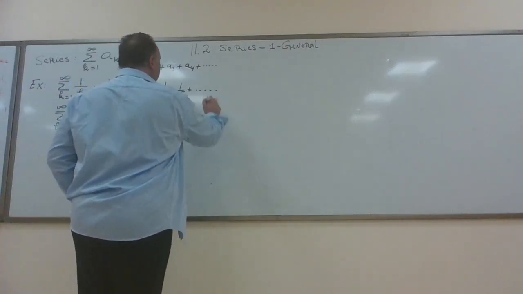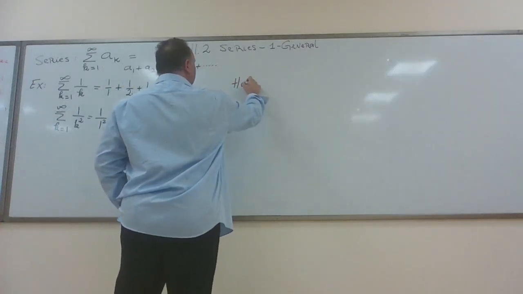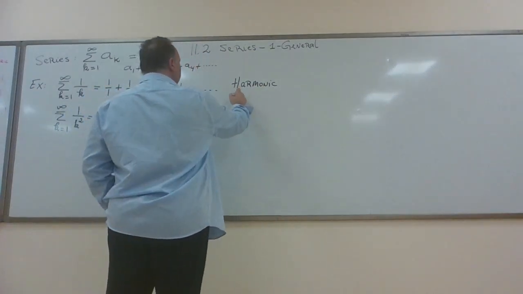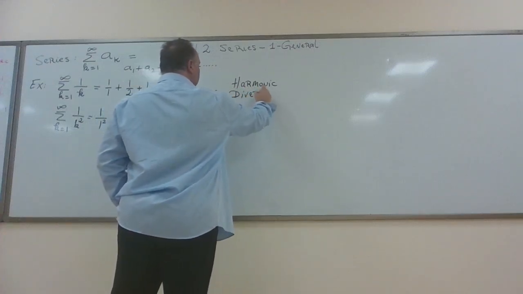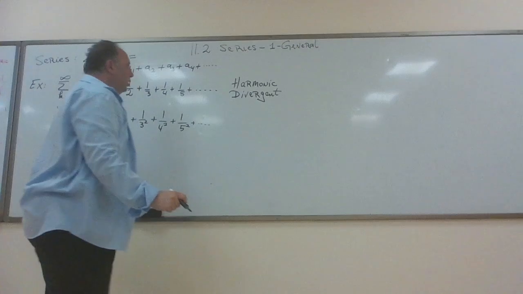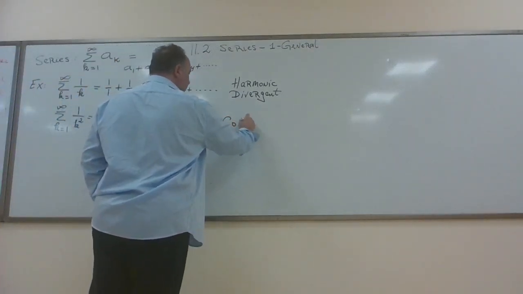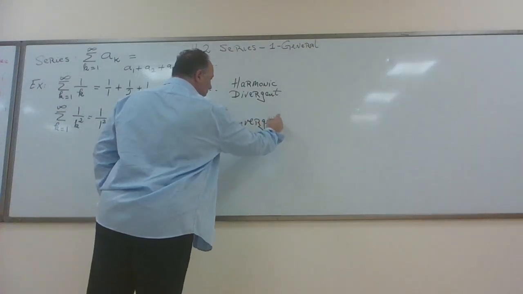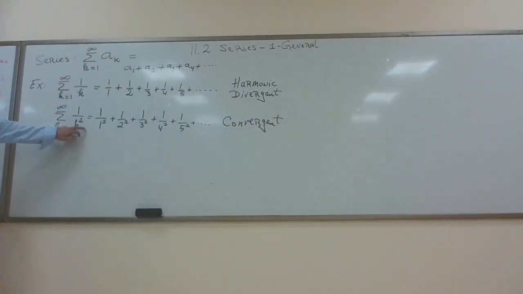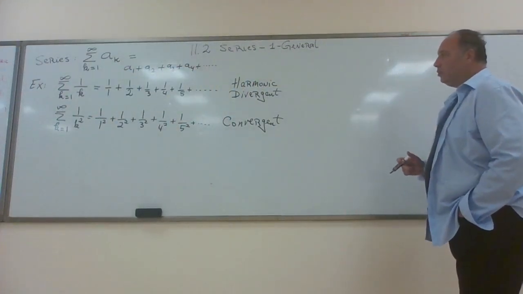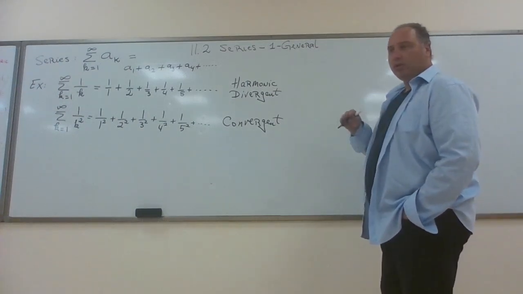So this series here is called harmonic, and it is known to be divergent. We don't need to prove it, we know it, and this series here is convergent. Later on we will see what is the value of the sum of this series. What we know also is if I multiply a series by a fixed number different from 0, the fact that the series is convergent or divergent will not change.